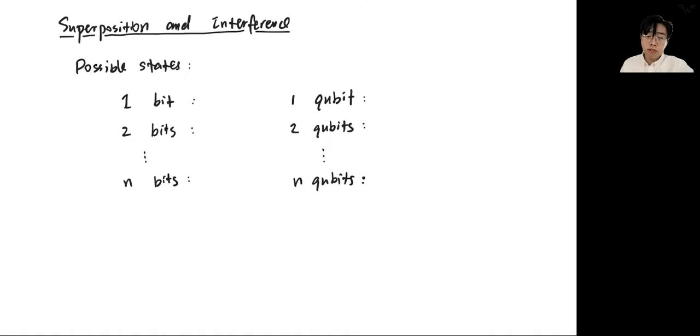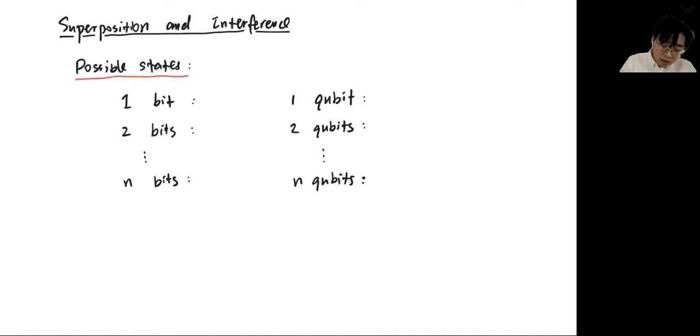The first few properties from quantum mechanics that I want to talk about are superposition and interference. The way that we are going to introduce them in this course is through the eyes of computer scientists. What are the information or computational aspects of these properties? To understand that, I want to compare what a bit and a qubit are with the following exercise.